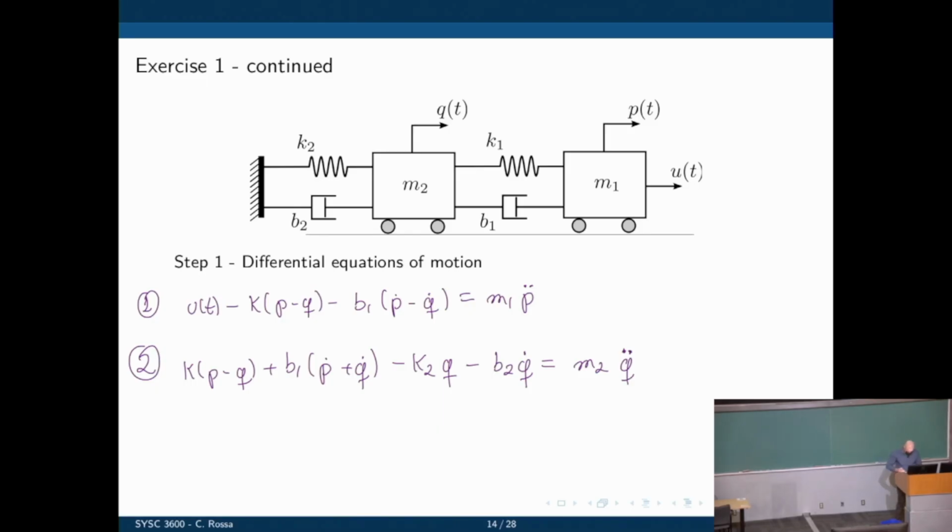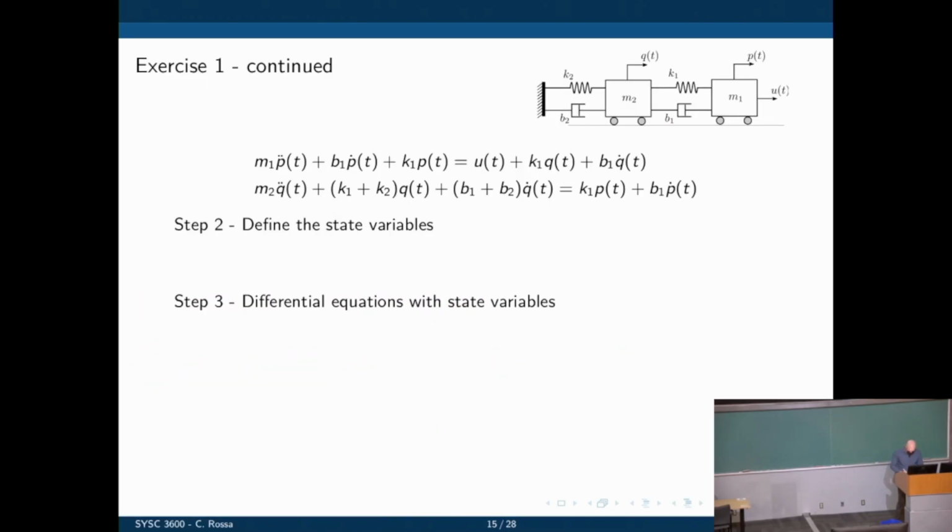Let me copy them. And let's move on. So let me just write them down here.